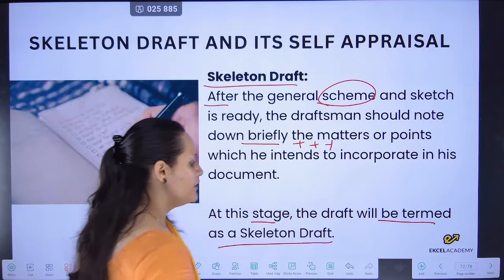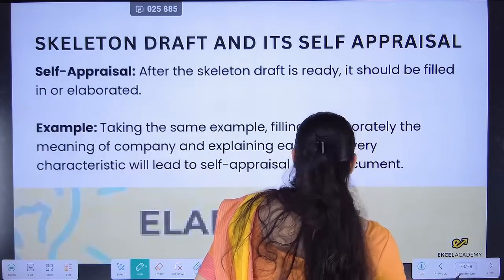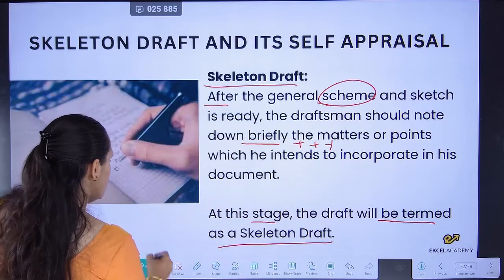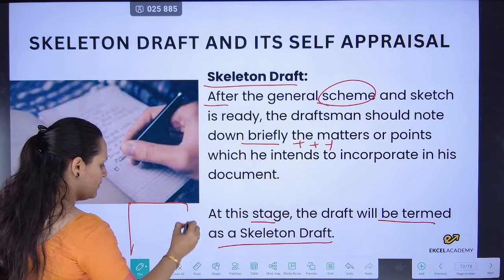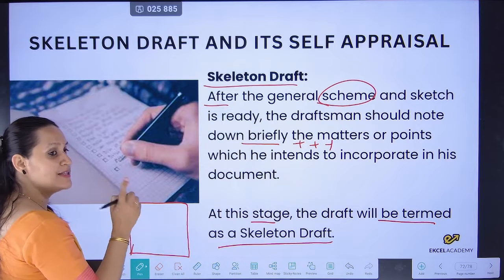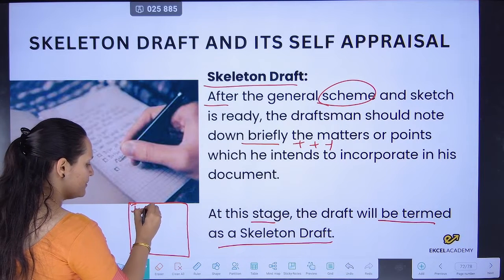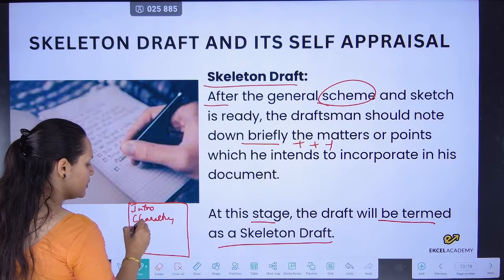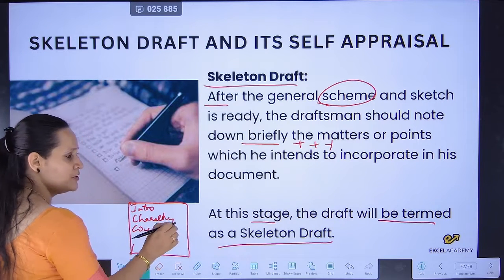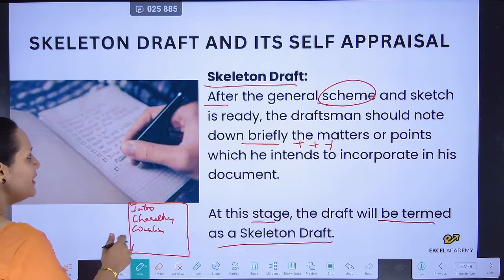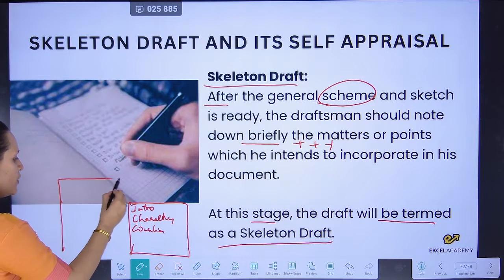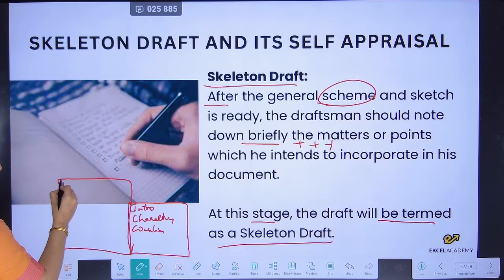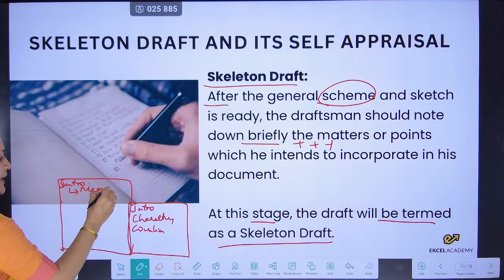For example, if we take the same question about the characteristics of a particular company. In the previous step, in the sketch stage, we wrote that we are going to write the introduction, we are going to write the characteristics, and then we are going to write the conclusion. This is the sketch draft. Now, after the sketch draft, we have to create a skeleton draft. What are we going to write in the skeleton draft? We are going to write the introduction. Under introduction, we are going to write the meaning of a company. We are going to give the definition of a company.